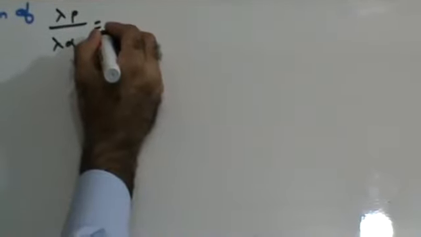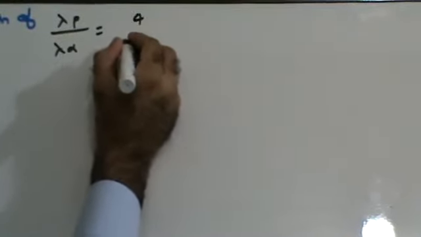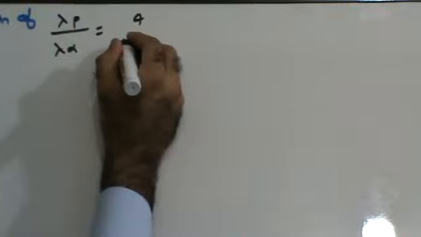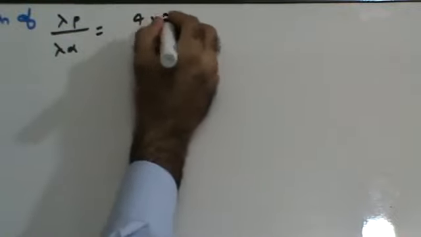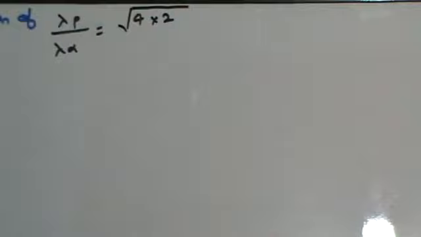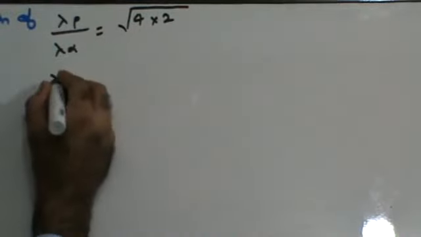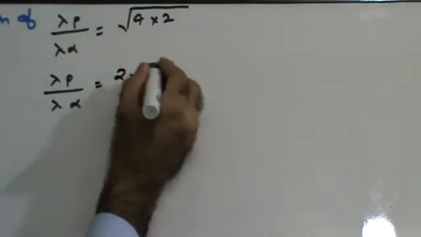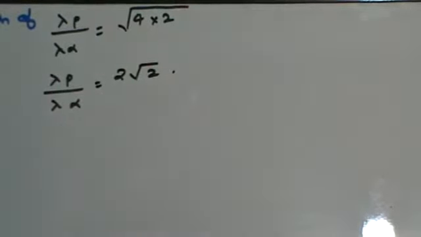Lambda p upon lambda alpha is nothing but the square root of mass of alpha upon mass of proton, which is 4, into charge on alpha into charge on proton, which is going to be 2. So lambda p upon lambda alpha is nothing but square root of 8, that is 2 root 2. So the answer will be 2 root 2, right? Next, take down the next one please.